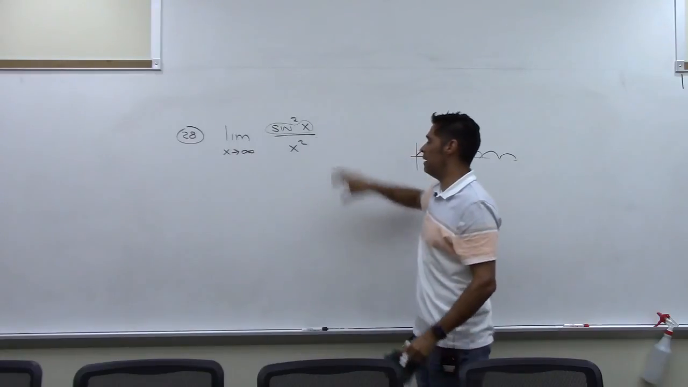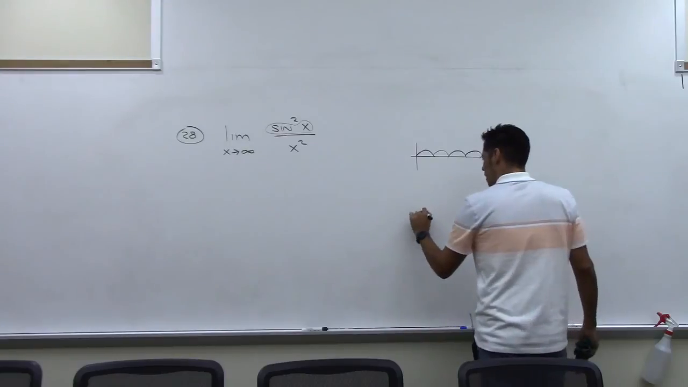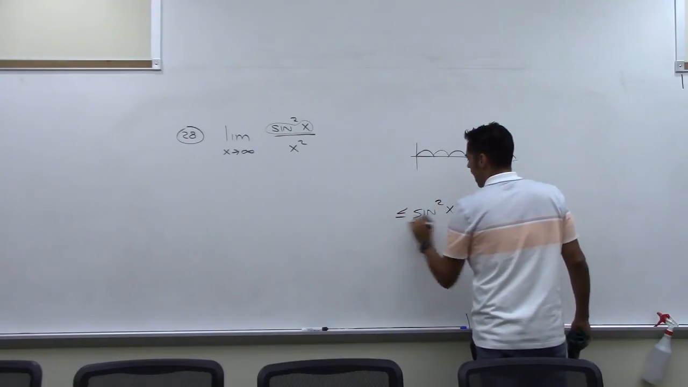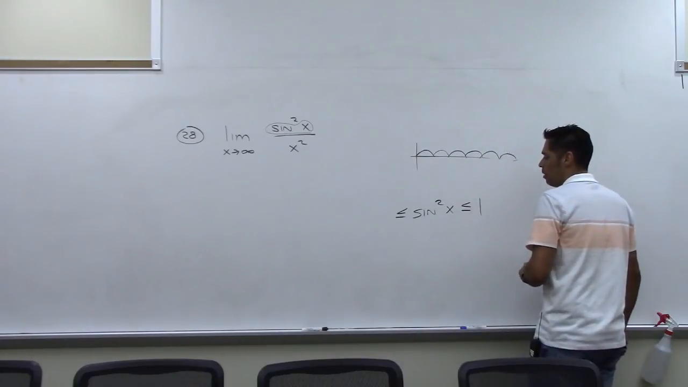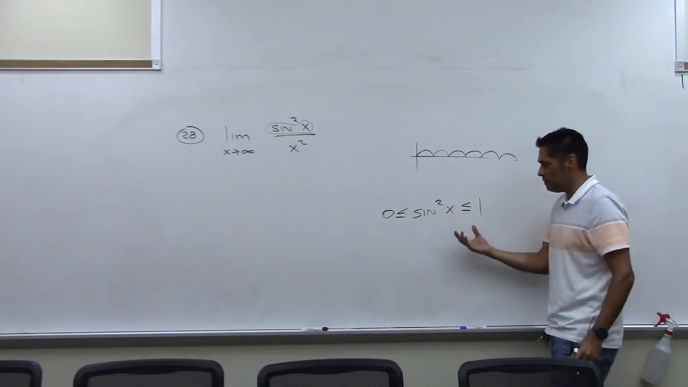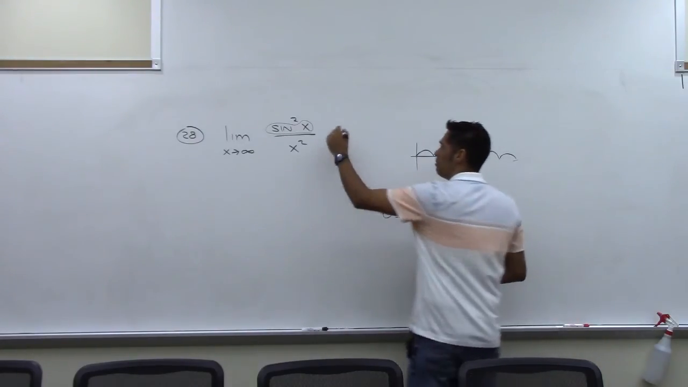The bottom becomes infinite. So what we have is a special case here where we have to notice that sine squared x is always going to be bounded. It's going to always be less than or equal to 1 and always bigger than or equal to 0 because we're squaring something. It's got to be positive. The worst case scenario could be 0. So this numerator is bounded.